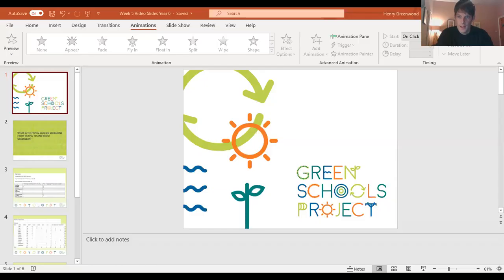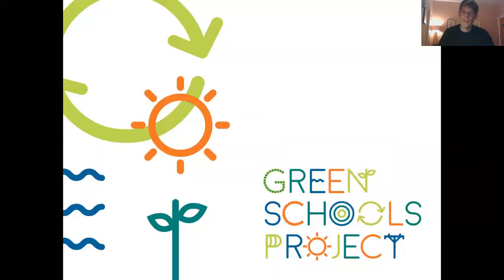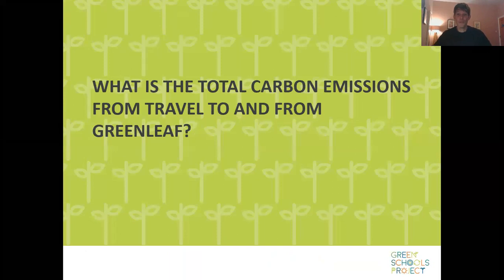Once you've done that, let me just share my screen to see the slides. Here we go. This week we're going to try and find out what the total carbon emissions from travel to and from Greenleaf are. That's part of what we're doing: working out the carbon emissions from all the different areas of the school.